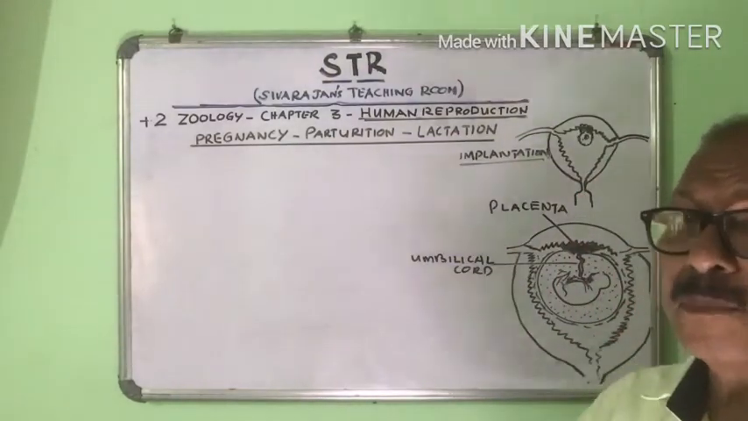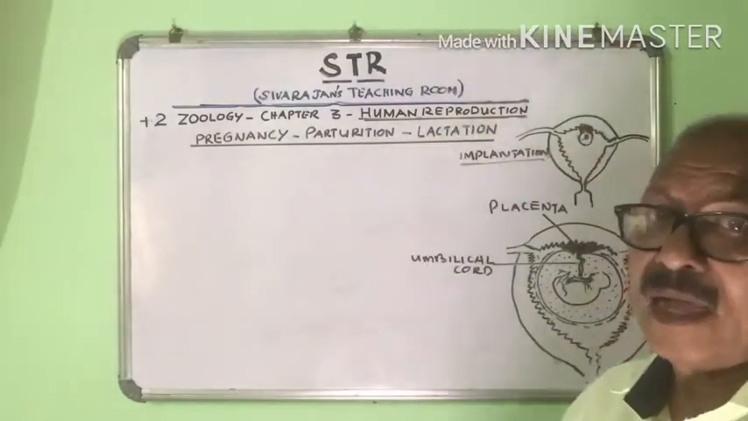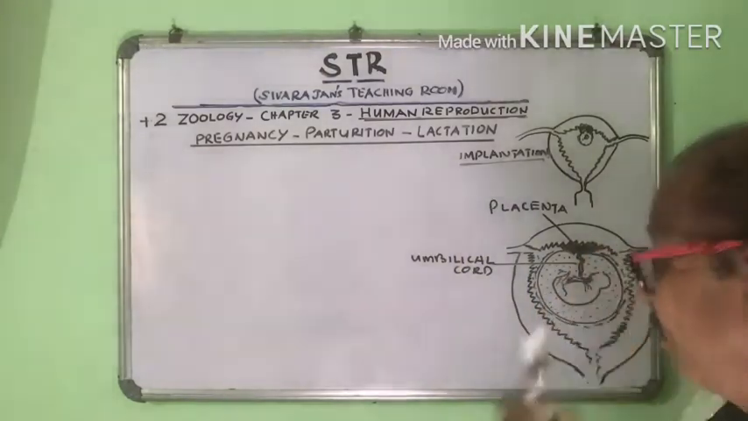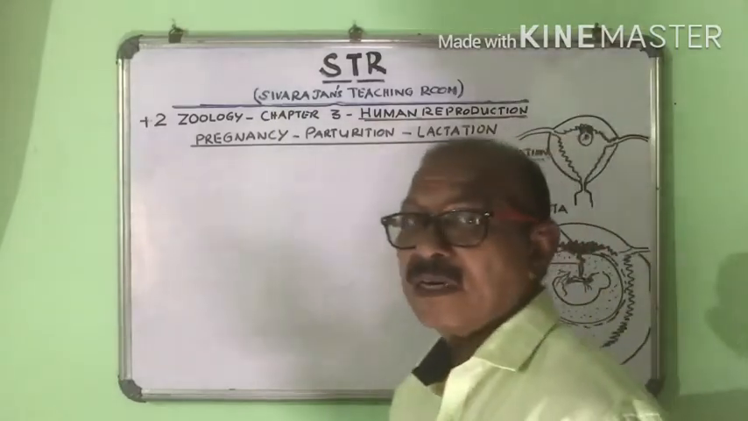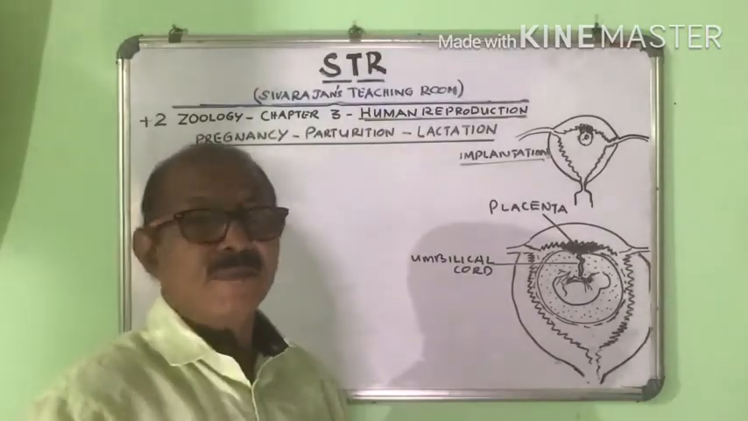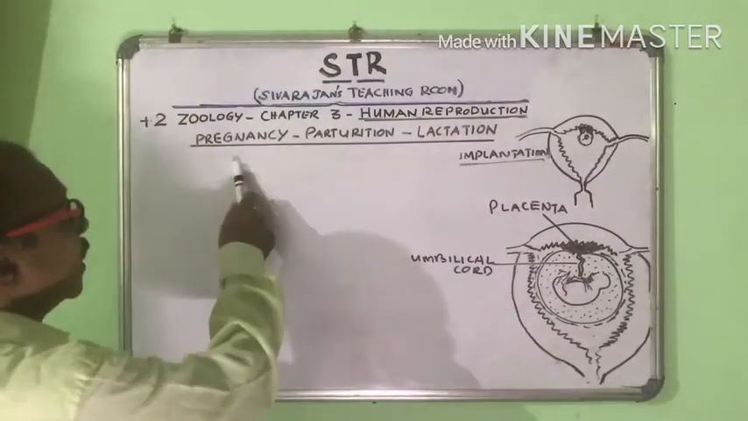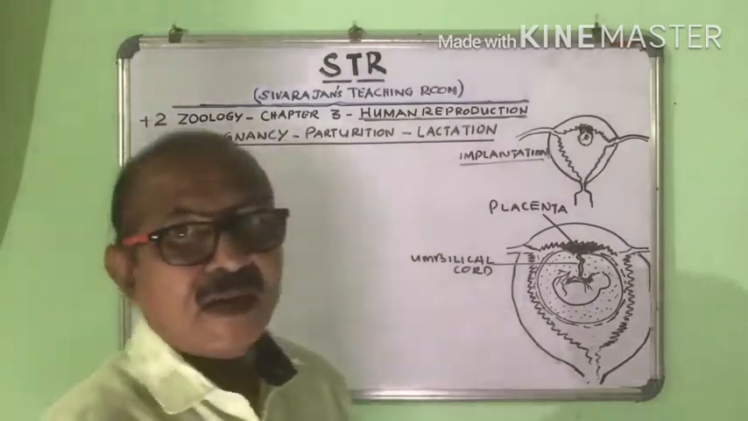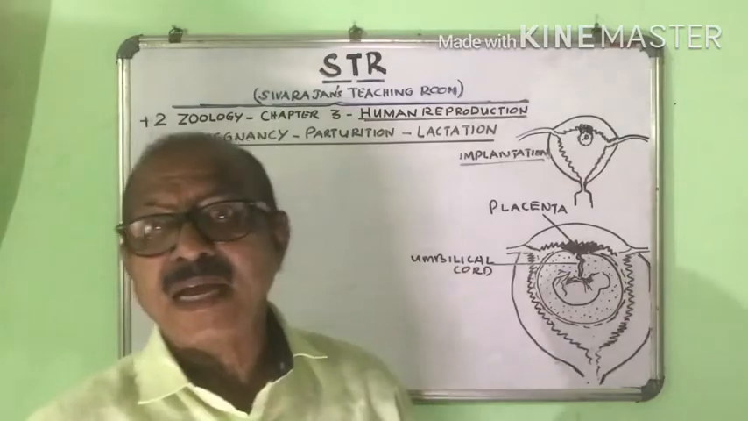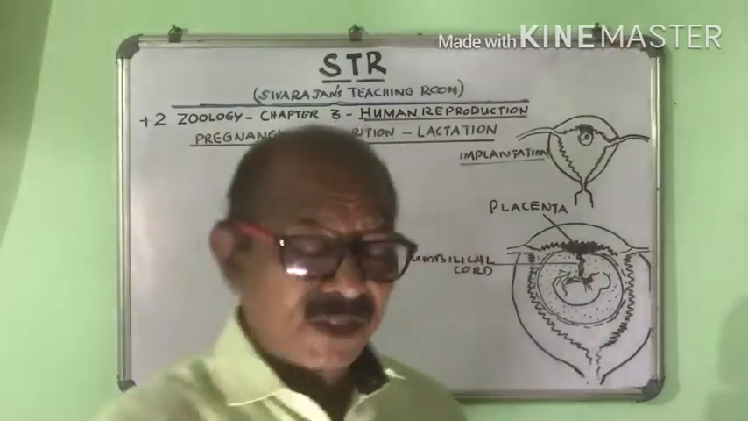In the last episode, we were discussing pregnancy and implantation. At the point of implantation, we had stopped the previous episode. What is implantation? Implantation is the fixation of the blastocyst into the endometrium of the uterus. Pregnancy, parturition and lactation are later stages of implantation. Implantation leads to pregnancy. We had discussed that also.